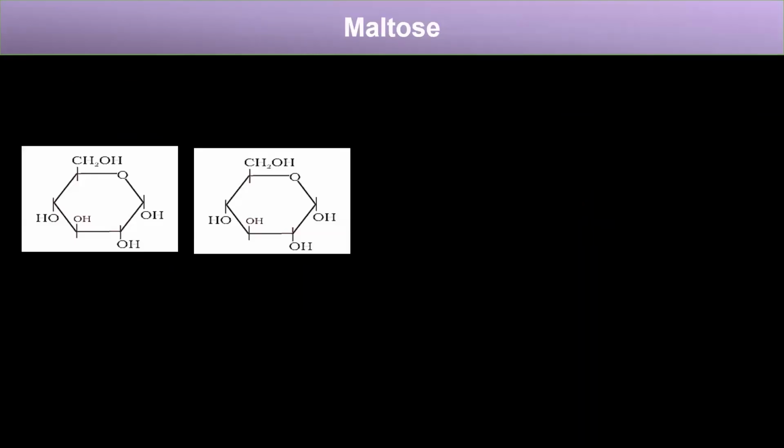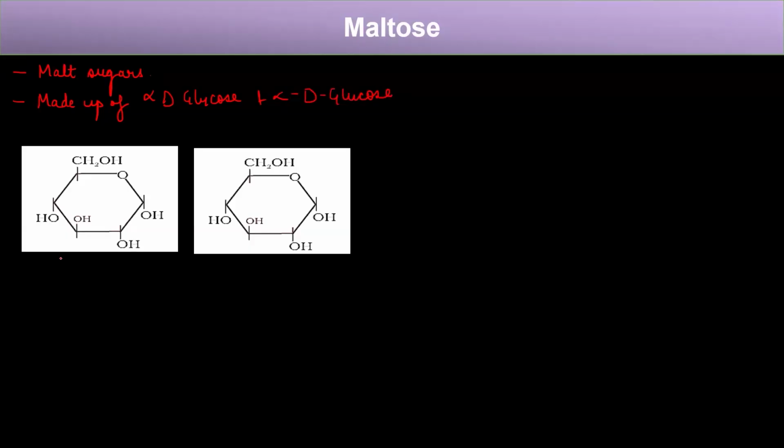So the first disaccharide that we will study is maltose. Where is it present? It is present in malt sugars. And what is it made up of? Maltose is made up of alpha D glucose and alpha D glucose, like 2 alpha D glucose together makes maltose. So the structure that we are seeing here is alpha D glucose, and the second is also alpha D glucose.